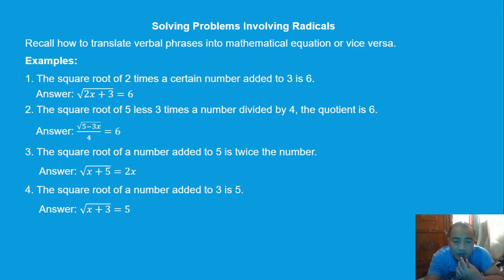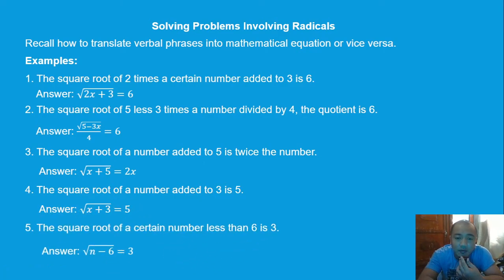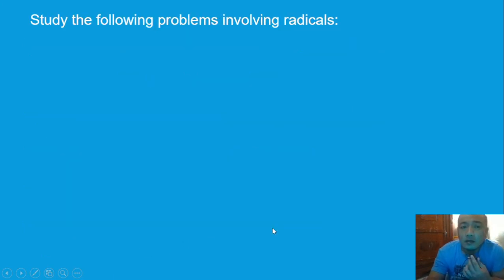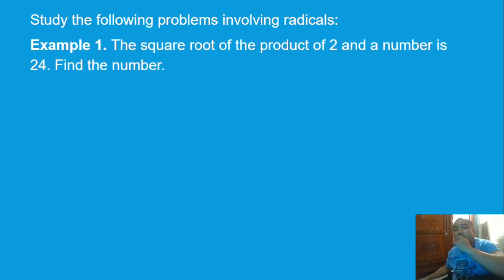The square root of a number added to 3 is 5. Square root of x plus 3 equals 5. The square root of a certain number less than 6 is 3. Square root of n minus 6 equals 3. Okay, let us study the following problems involving radicals.